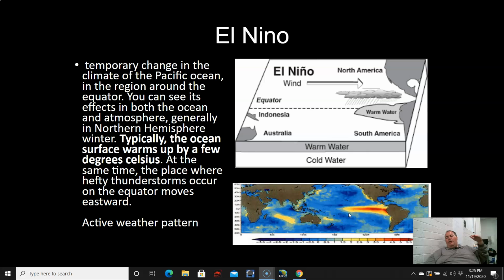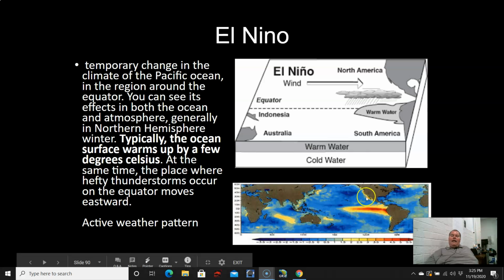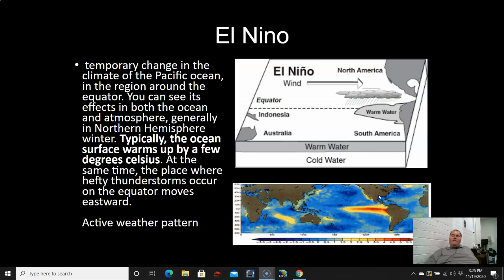Now, El Nino is warmer than average water. And it can have an influence on the weather here in the United States. Normally, during an El Nino, you get wet weather. We've had El Ninos in the past that have been really wet in the United States.